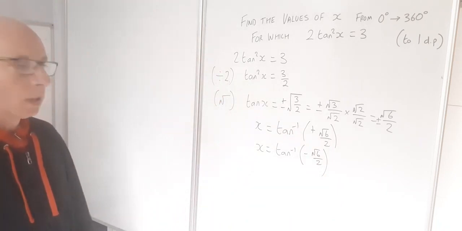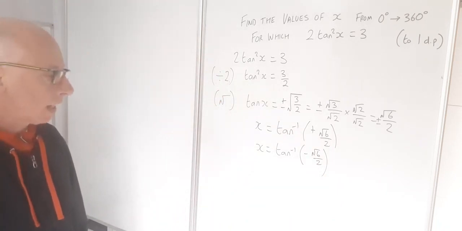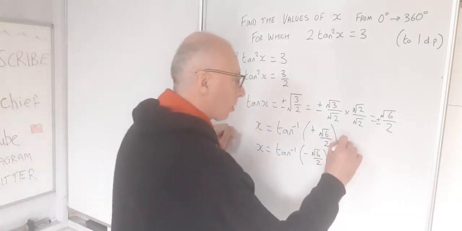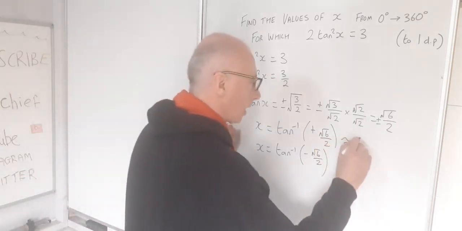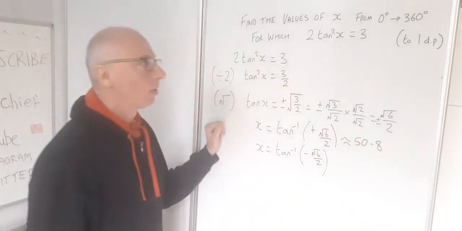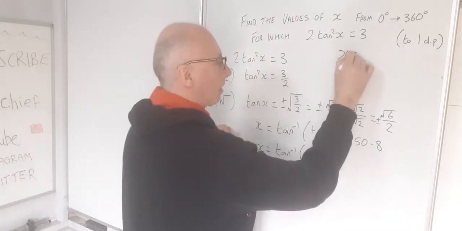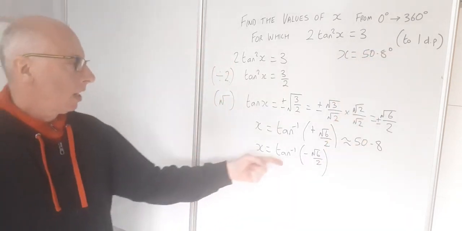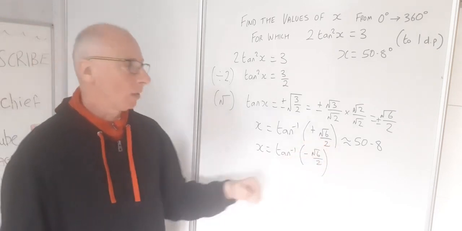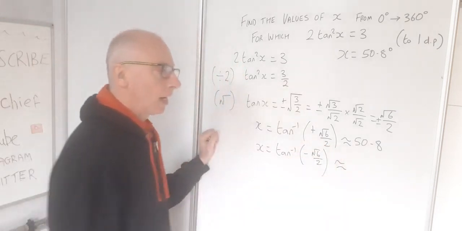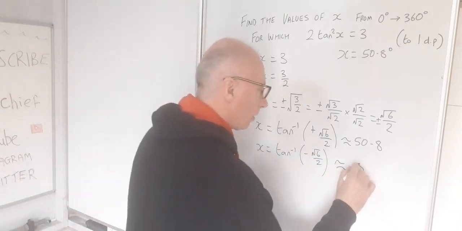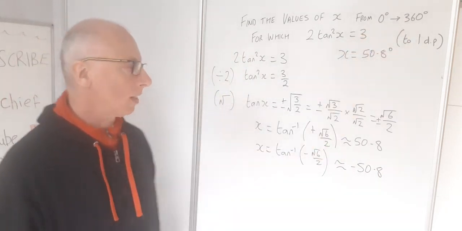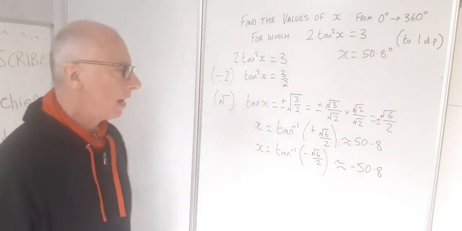Okay, so 2 values, let's plug them into a calculator. And if you plug this into your calculator, you'll get that x equals approximately, to one decimal place, 50.8. So there's one solution. So I can write there x equals 50.8 degrees. Now plug this one in, I'll get the negative of this value here. So negative 50.8. Now, just to be careful here, we want values from 0 to 360. So this would not be valid for an answer.